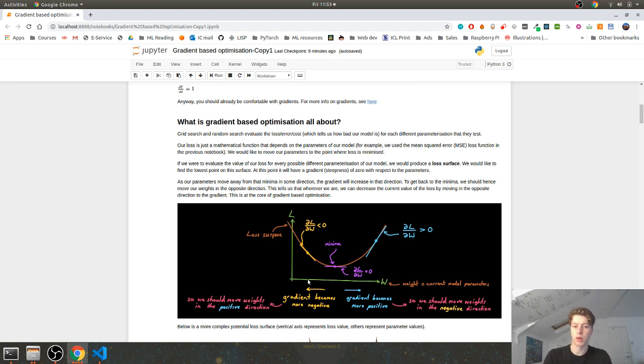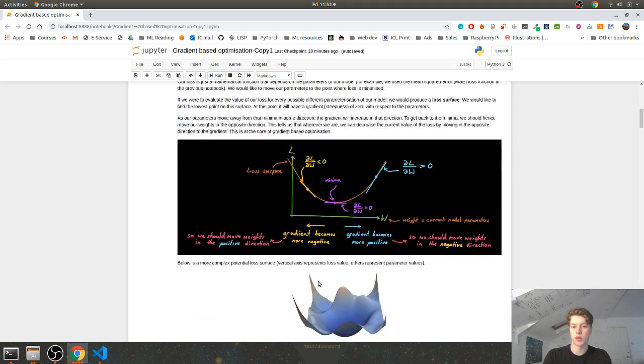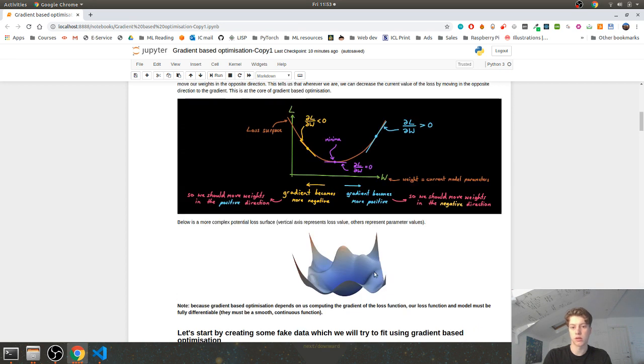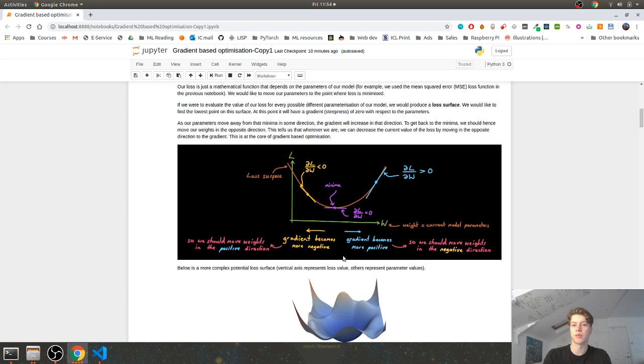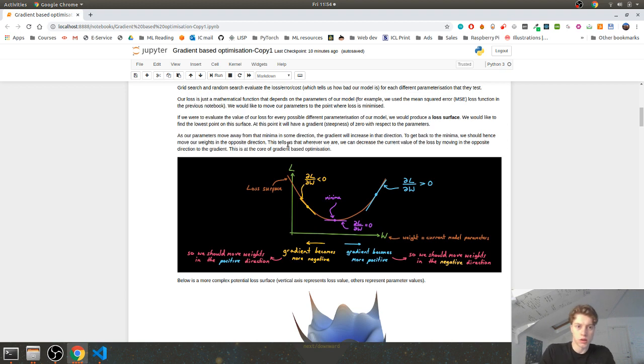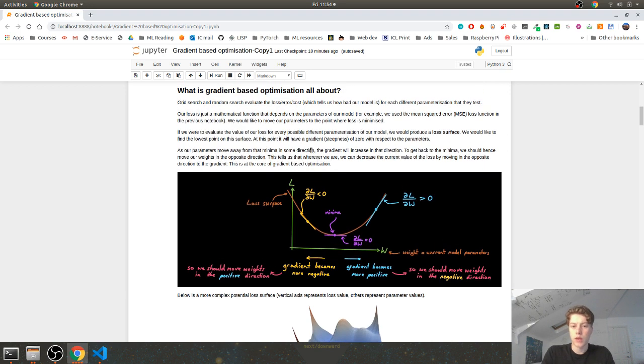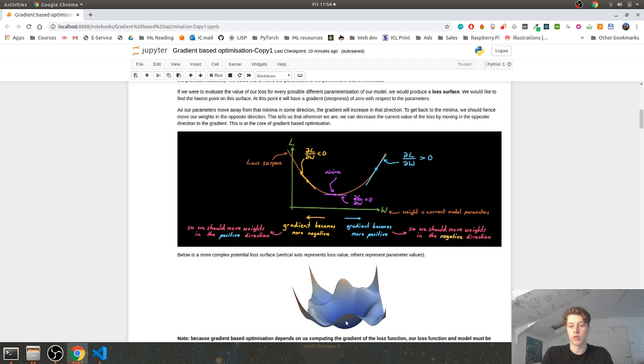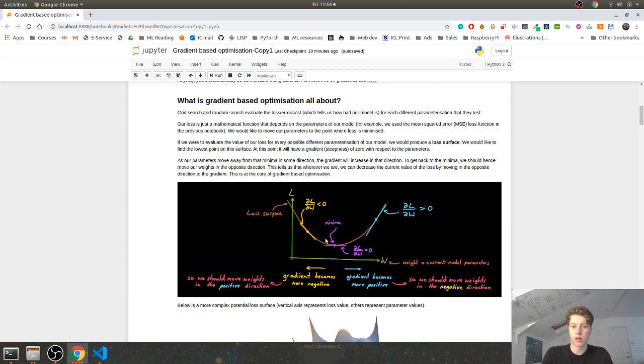But if we had multiple different parameters, we might have some surface that looks like this, and we're going to try and move our parameters or test different parameters across all this surface. Maybe this direction controls the weight, this direction controls the bias, and we're going to try and find the lowest possible value for our loss. Now, what we want to do, like I said, is we want to find that minimum point down there, or here. We want to find this minimum point.